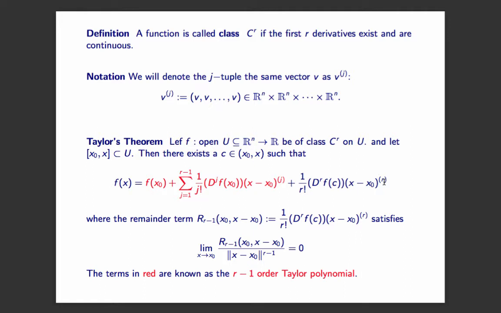I would like for it to be small, and in fact Taylor's theorem guarantees that it's small in the form of this limit: the limit of my remainder divided by the norm of x minus x0 to the r minus 1 power is 0. By the way, this term in red is what's referred to as the r minus 1 order Taylor polynomial. You can think of it as a polynomial in x minus x0. So let's prove the statement.